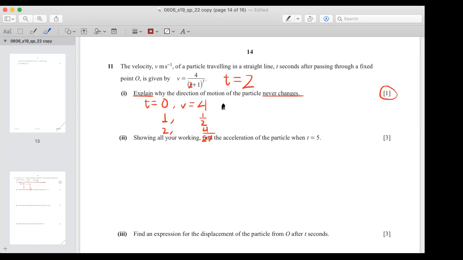If you don't, I'm just going to state it to you. Do you notice that each value is positive? If you're not convinced, you can try putting t equals 3, t equals 4, and no matter what value you put as t, it will always be positive and it will never reach 0.